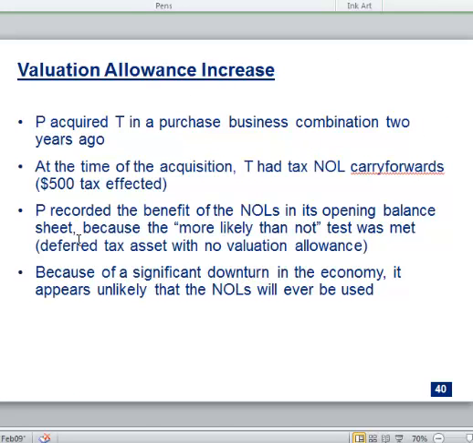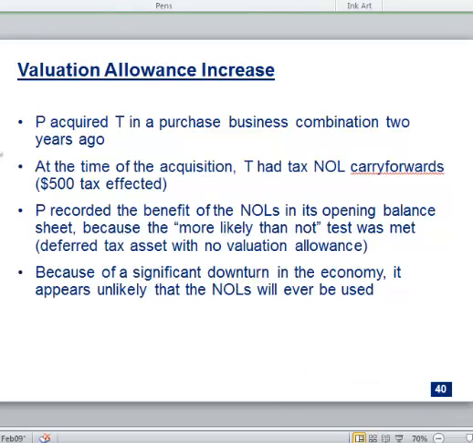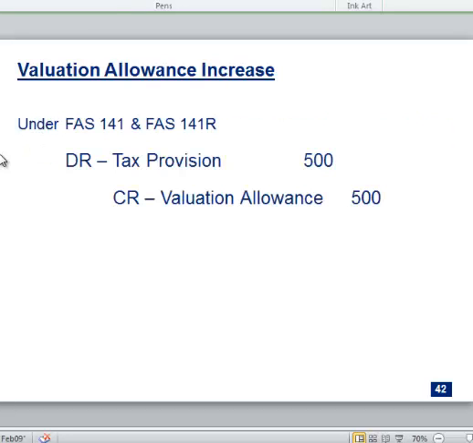Okay, so let's go through this simple example. Let's say P acquires T in an acquisition 2 years ago. T had NOLs of 500 tax affected. P records the benefit of the NOLs because it thought it was going to use them, but then there's a downturn in the economy. What entry do you book? Even under the old rules, if you need to take a DTA you booked on the opening balance sheet and set up a VA, all that runs through the provision.